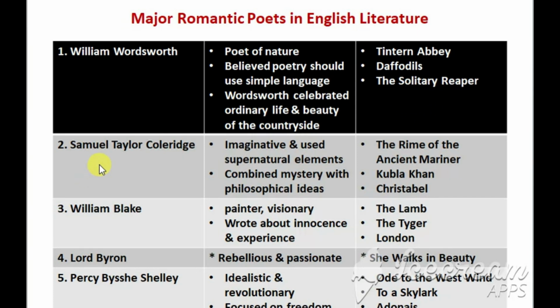Then we have Samuel Taylor Coleridge. His characteristic way of writing was that he was a very imaginative poet, and in his poems he used supernatural elements. He also combined mystery with philosophical ideas, and examples are The Rime of the Ancient Mariner, Kubla Khan, and Christabel.